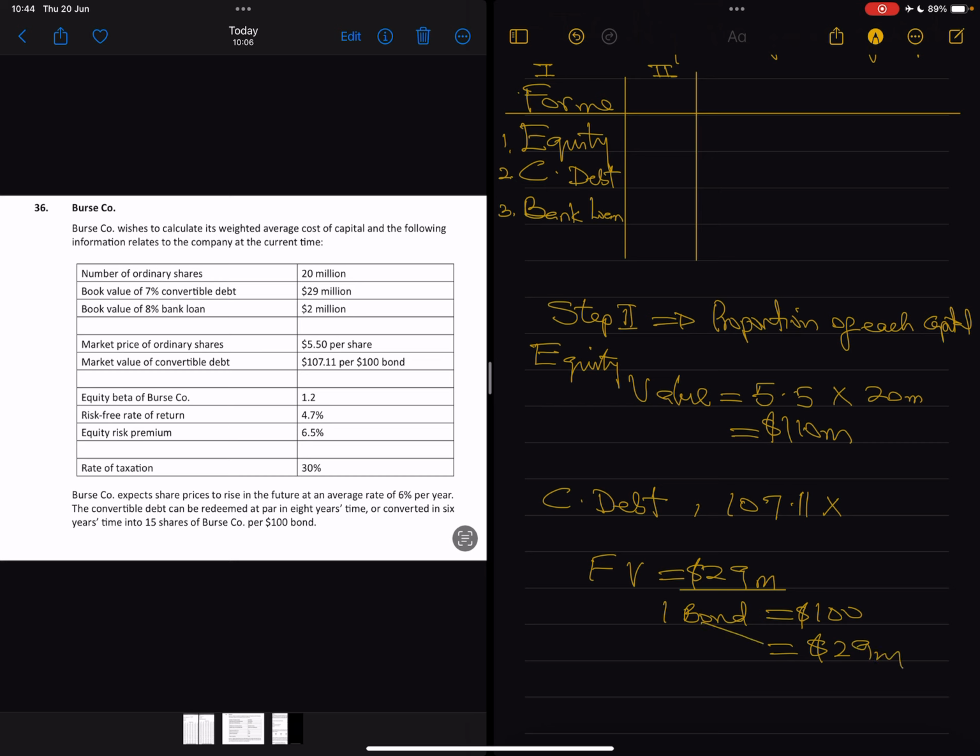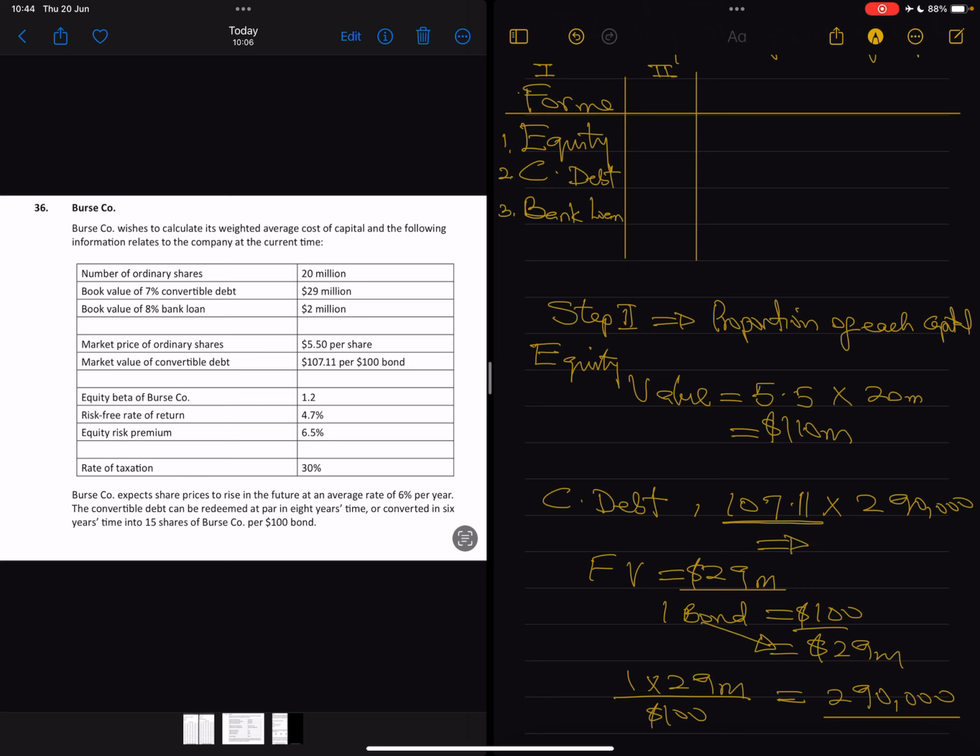It means you need to cross multiply like this. So that's 1 times 29 million divided by $100. And that gives us how many bonds? That's 29 million divided by 100, and that gives 290,000 bonds. So we have 290,000 bonds. So this is the number of bonds that we have. So if one bond is going for 107.11 and we have 290,000 bonds, what is the market value of our bond?